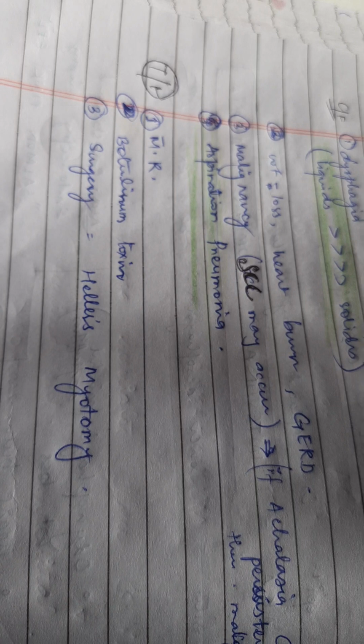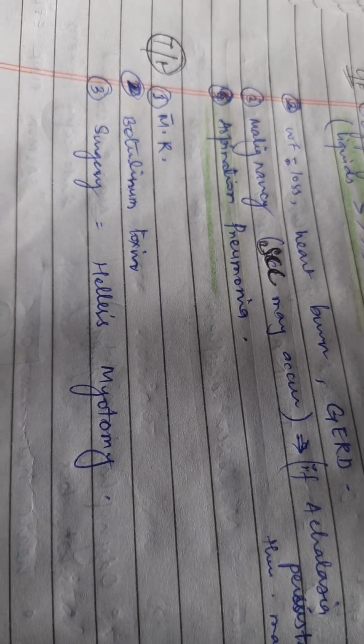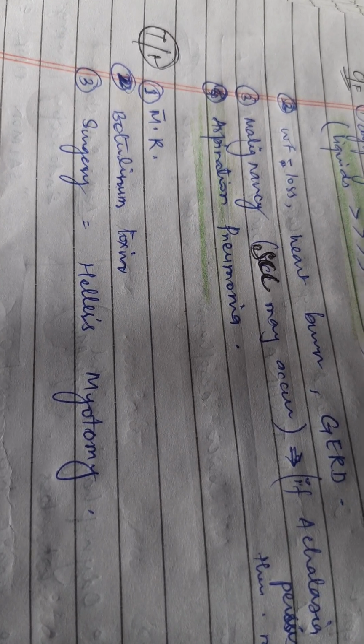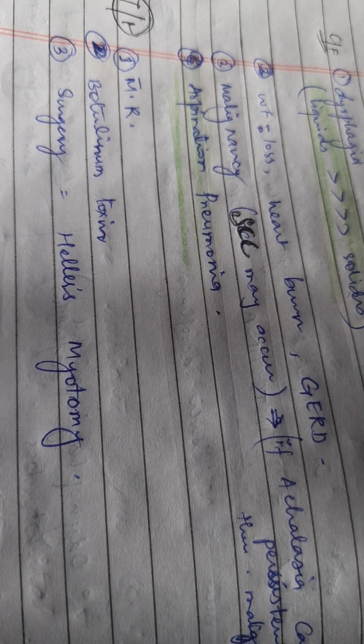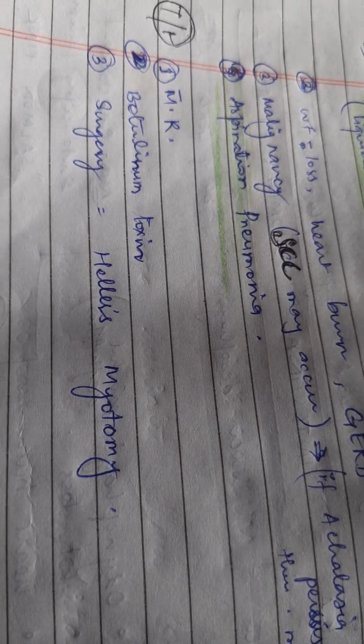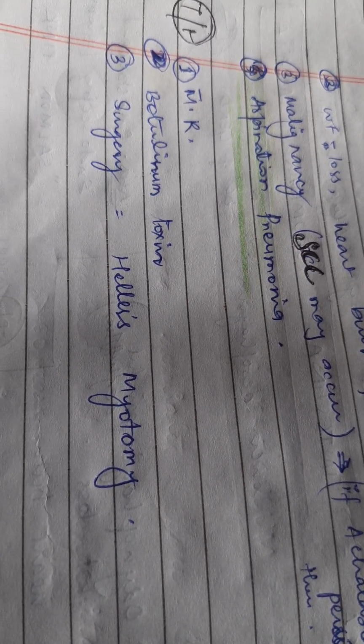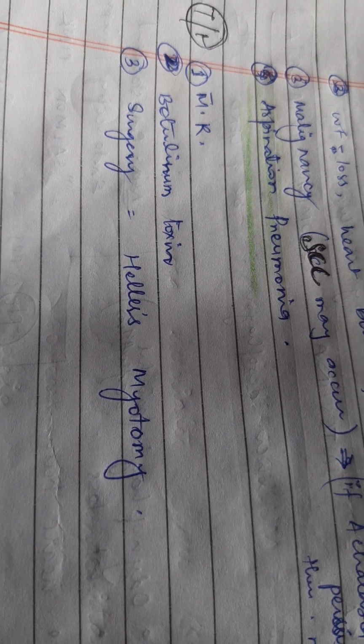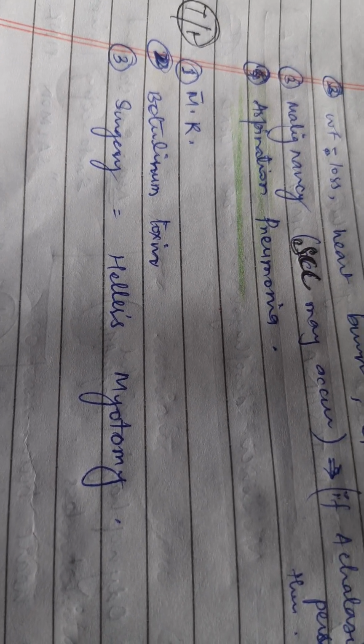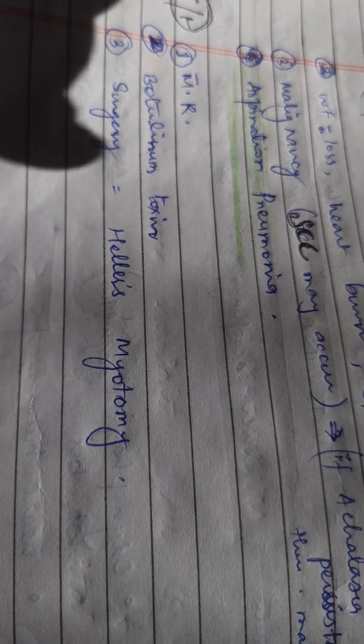pneumonia can occur. Treatment is muscle relaxant, because it is tonically active and constricted, so we have to relax it. Then botulinum toxin we can give, and then surgery. Heller's myotomy is the surgery name.